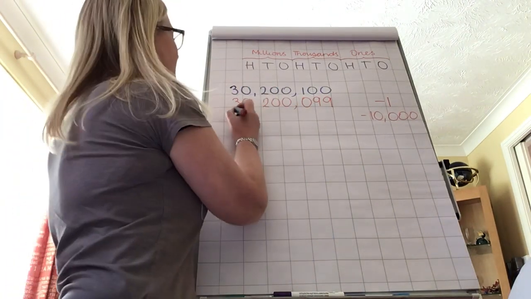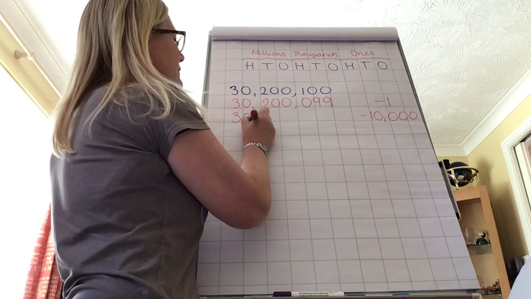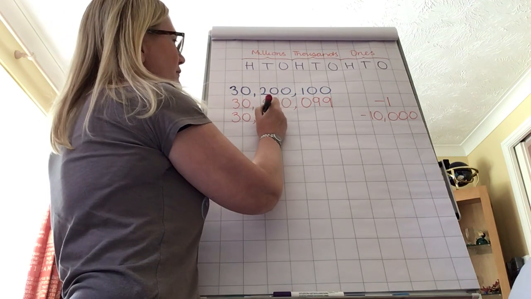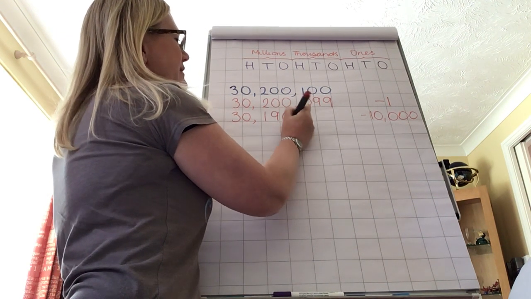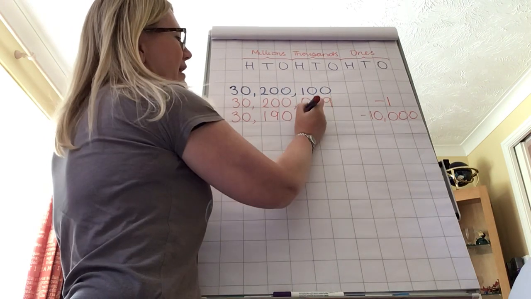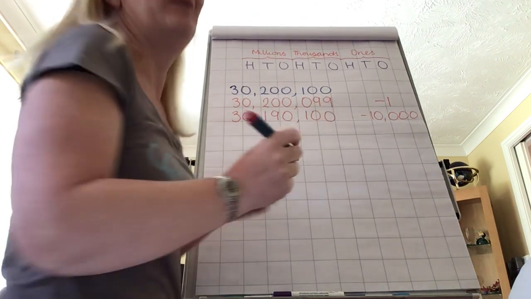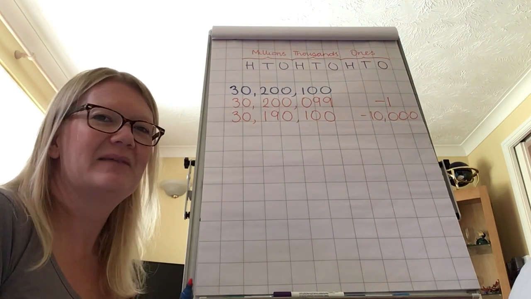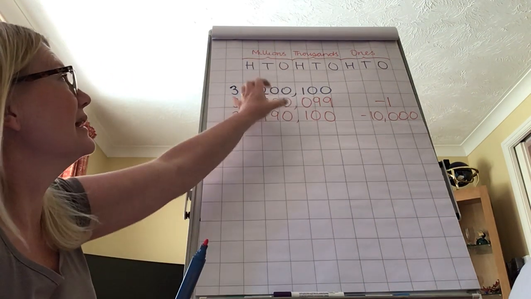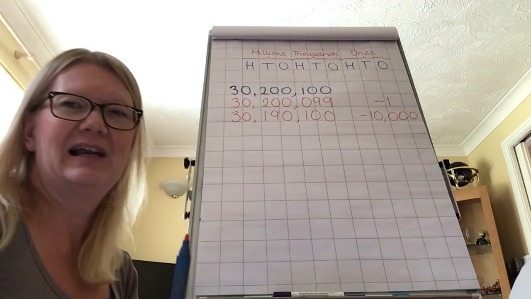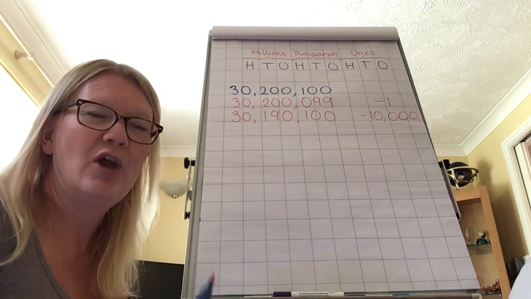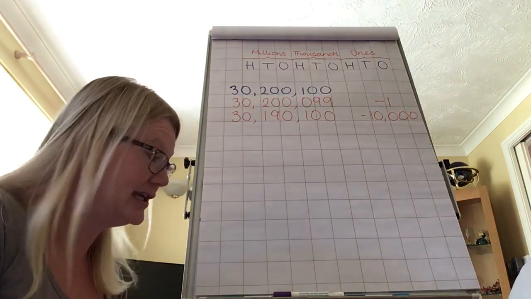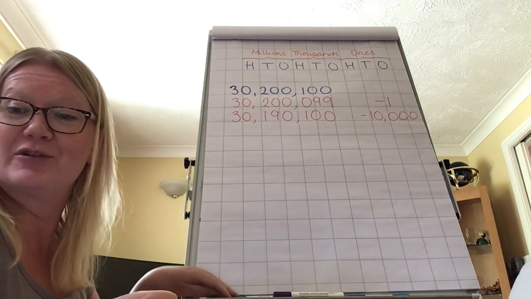So I'm still going to have 30 million. But instead of having 200,000, I'm going to have 190,000. I haven't touched that, so I will still have 100. Okay, so I just want to make the point about thinking about your chunks of place value. Think of it as a whole rather than as individual columns, because that can actually complicate things a lot more.